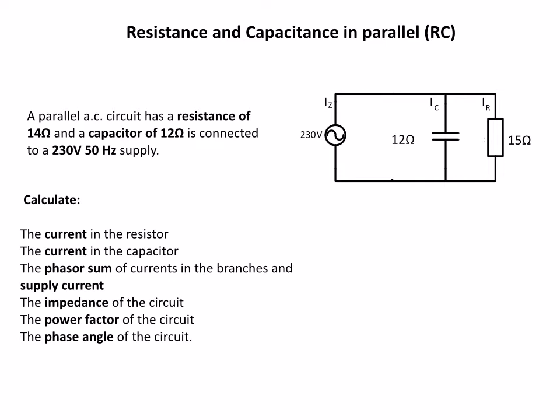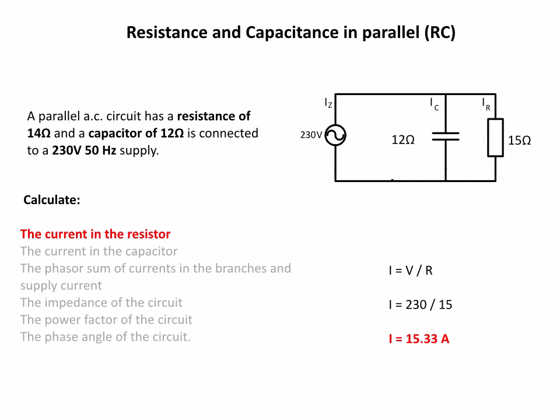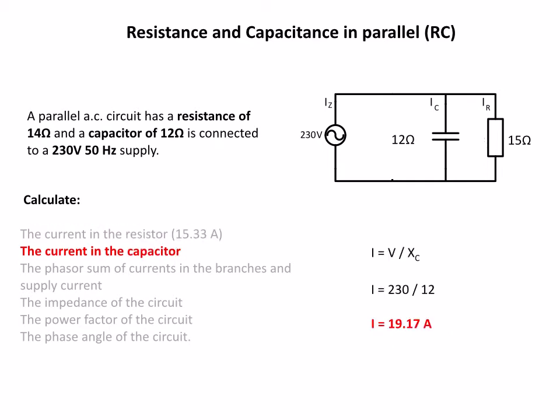Here we've got a capacitor in parallel with a resistor, so we're going to go through the same process, but we're going to be using the capacitive reactance. So first off, we're going to find the current in the resistor, which will be 230 divided by 15, gives us 15.33. The current in the capacitor is going to be V over XC. XC is 12, 230 divided by 12 gives us just over 19 amps.